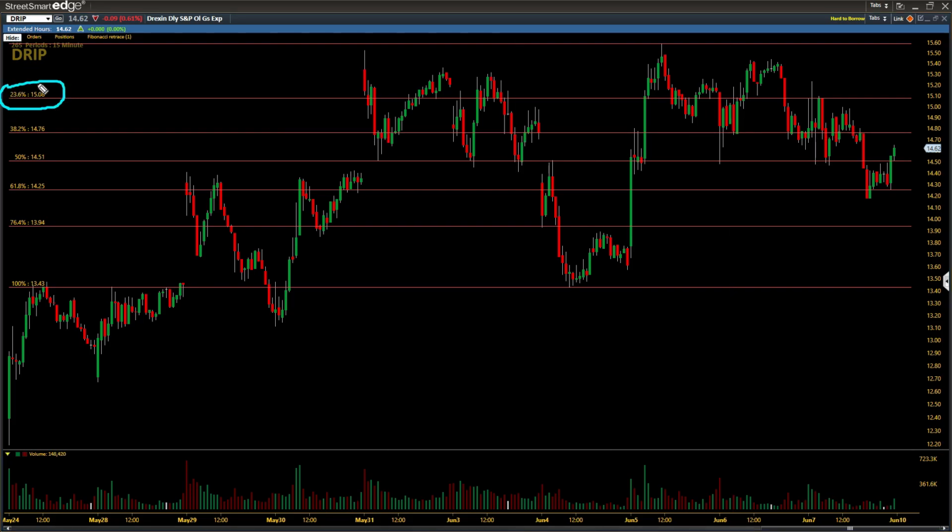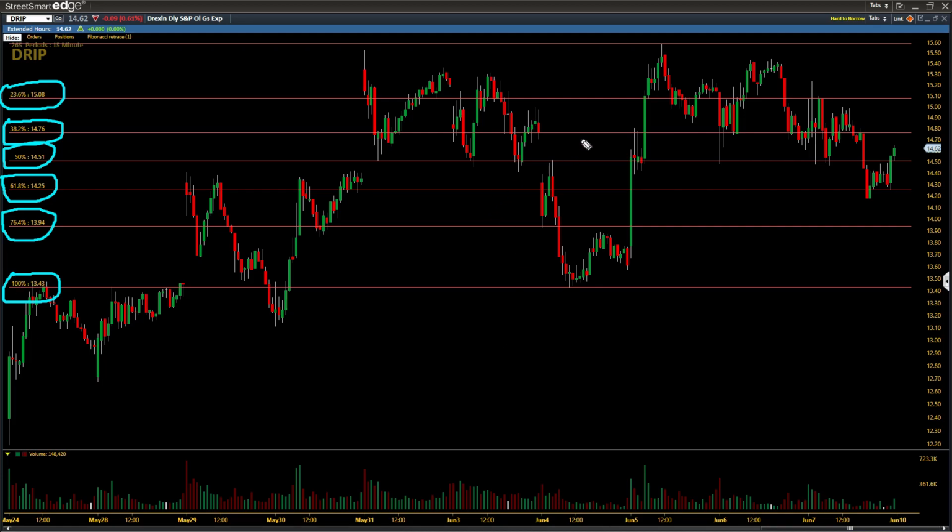When it pulls back deeper into the spike, it's pulling back 23%. It's pulling back 38%. It's pulling back 50%. It's pulling back 61.8%. Pulling back 76.4%. Or if it comes all the way back down to the level it originally spiked at, it pulled back 100%. So I hope that makes sense for you guys.